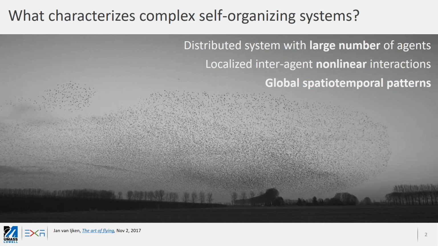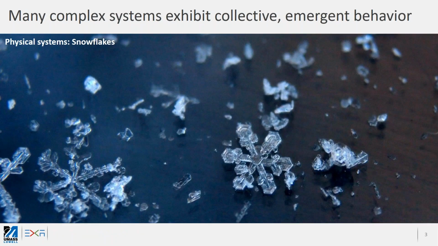And if we stop for a moment and think about it, these patterns are everywhere in this world. So many complex systems exhibit this kind of complex collective emergent behavior, where the behavior arises from individual particles interacting in a nonlinear way, and we see a global pattern in space or time.